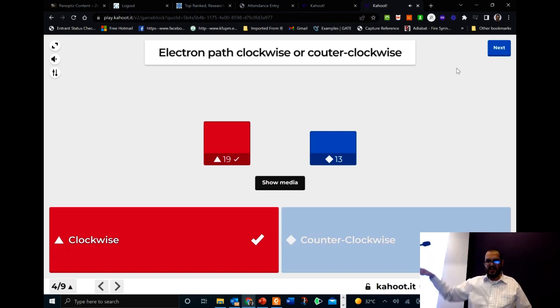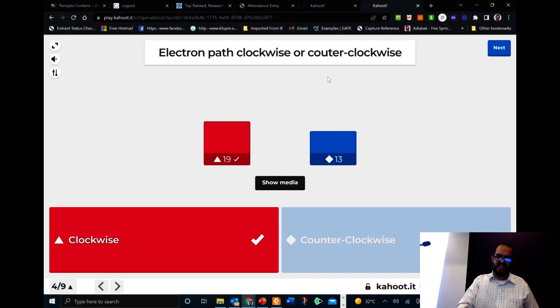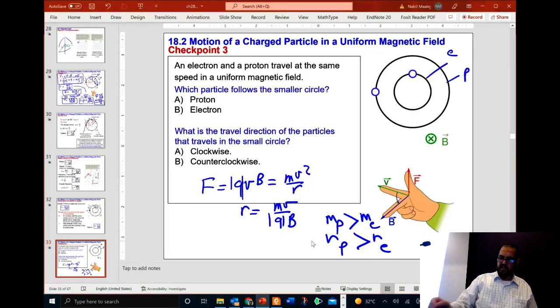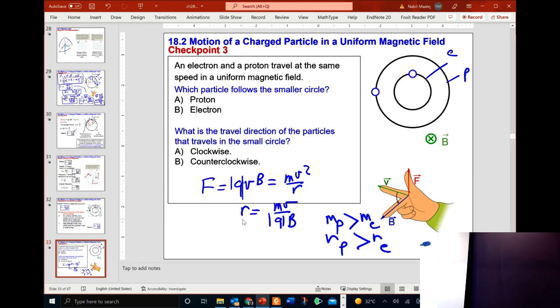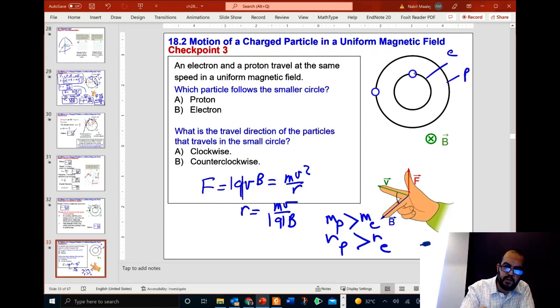It's clockwise, it's a hint. Okay, so let's do the right hand rule. Let's do it different ways. So this is the electron here. The magnetic field is into the board. We want to determine whether the velocity is in this direction or in this direction. If it's in this direction, it's clockwise. In this direction is counterclockwise. We know the direction of the force. The force has to be centripetal, pointing downwards. The force on the electron.